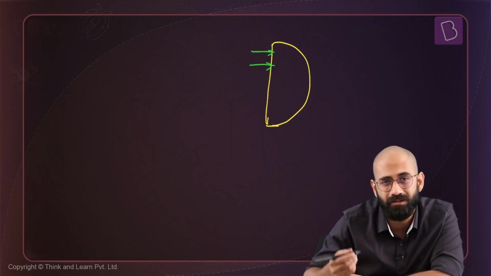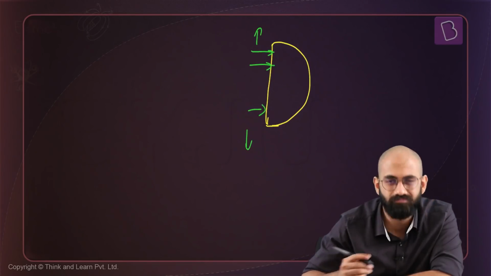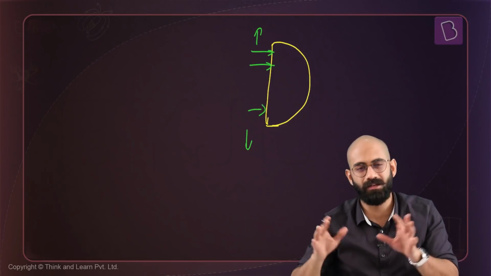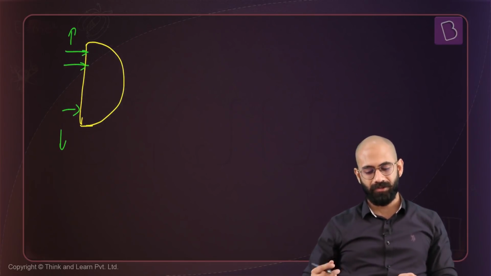I mean, we don't know the direction, we don't know the magnitude. It can also be somewhere in this direction. It might have components in this direction, and so on and so forth. So we know that these are the different forces. But how will we calculate the magnitude of this force?